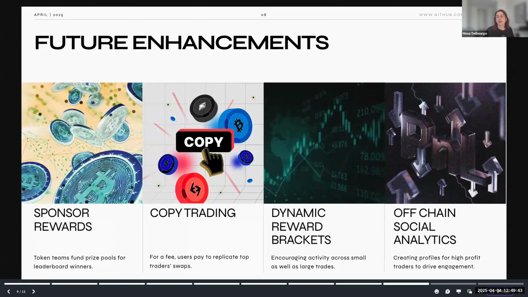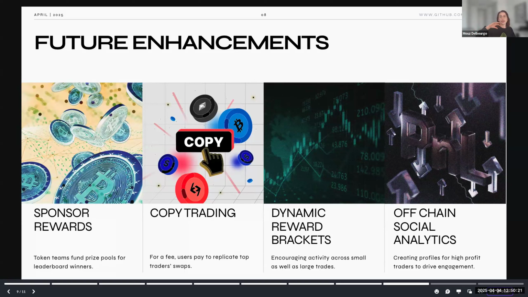So in terms of future vision, what I'm planning to continue building next is on-chain rewards distribution to the top traders, where token teams fund prize pools for leaderboard winners, and live copy trading. While it's common in TradFi, we've barely scratched the surface in crypto. So this DEX Profit Wars hook brings copy trading to Uniswap natively. And so users can subscribe to top performers, paying a fee for every mirrored swap.